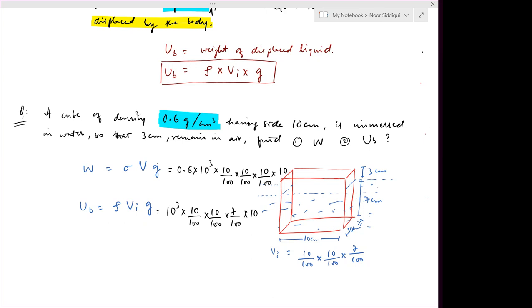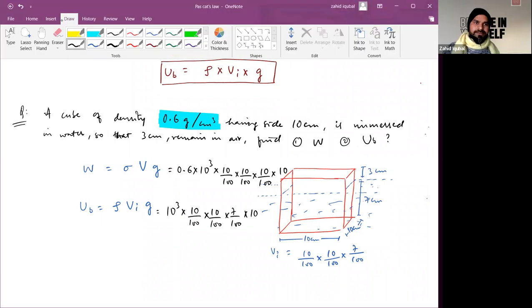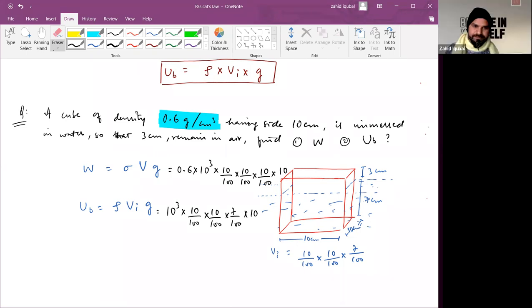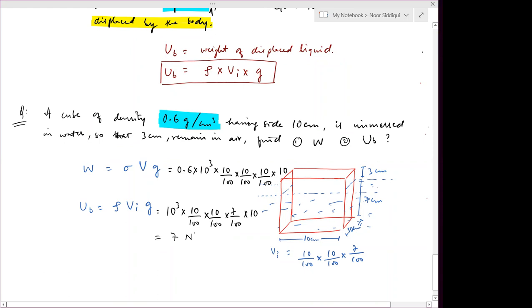Sir, for buoyant force, I'm getting 10 into 7 into 10. Just check your calculation. Count the number of zeros in the denominator and numerator. We have 3 plus 1, 4 plus 1 plus 5, 6. 6 zeros in numerator as well as 6 zeros in denominator. So you're left with nothing but just 7 Newton. Is it clear? Yes, sir.